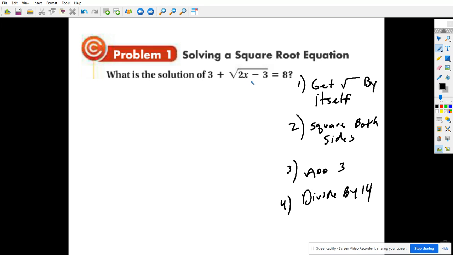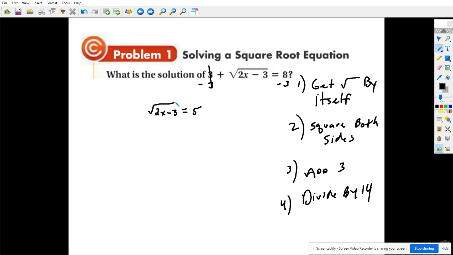The first thing we need to do is get the root by itself. Okay, in this case, it's a square root. So I'm going to get this entire square root symbol by itself. So I need to subtract the 3. This will cancel here. That leaves me with the square root of 2x minus 3 is equal to 8 minus 3, which is 5.